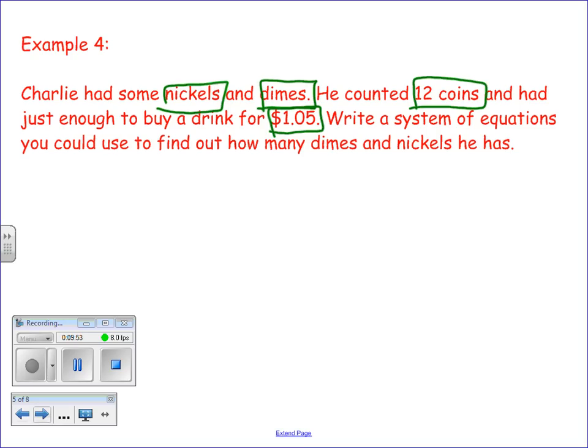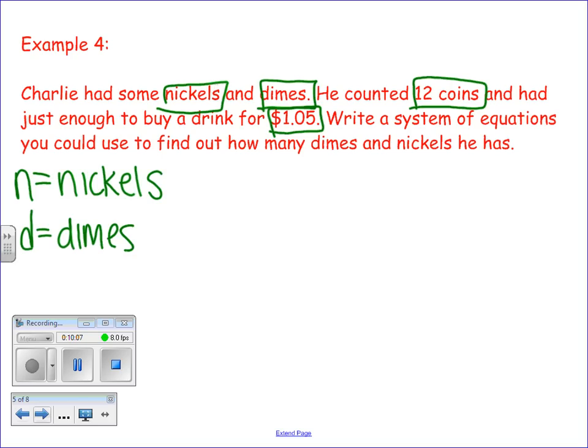Okay, so let's figure this out, guys. We know that we need to define our variables first. See if you can do it. N equals the nickels that I have, and D is going to equal the dimes that I have. Hopefully you guys can figure that one out. Well, I know that I had some nickels and I had some dimes, and how many total coins did I have? We had 12. So the number of nickels that Charlie had, plus the number of dimes, equals 12.